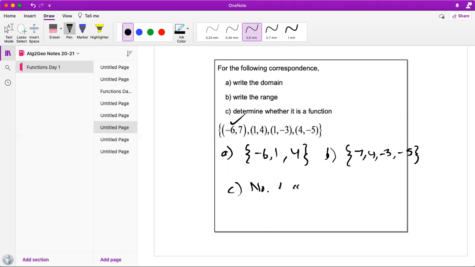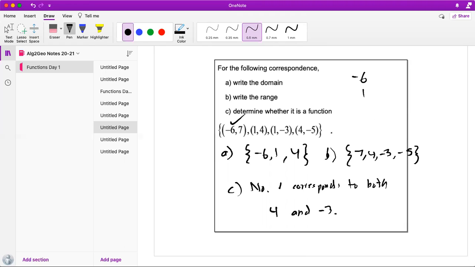1 corresponds to both 4 and -3. And that makes it not a function. Since there's a 1 here and it goes to 4, and a 1 here and it goes to -3, it's not a function.